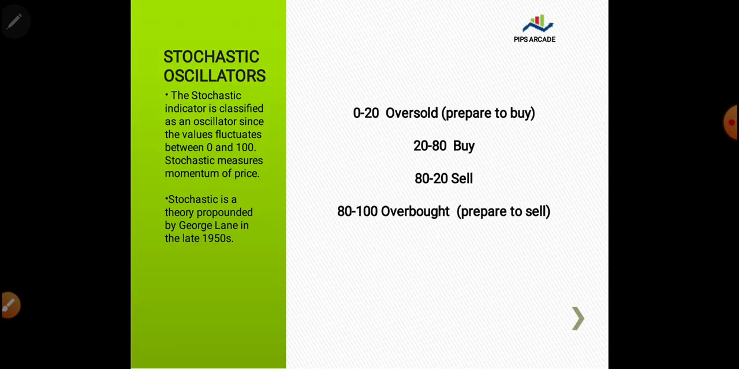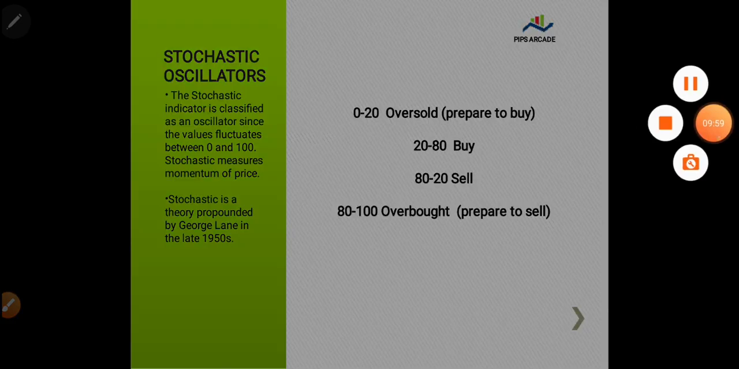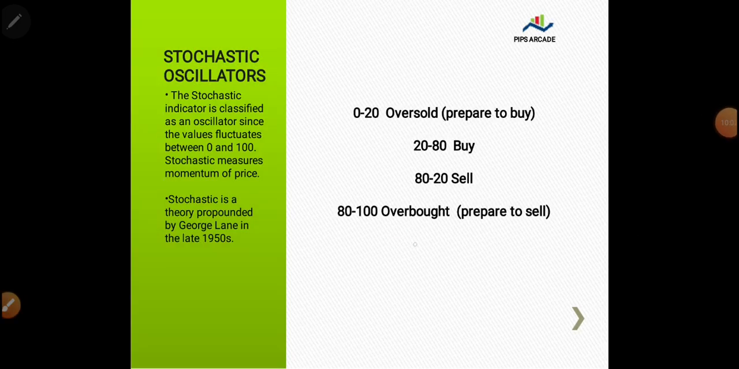Now, the stochastic oscillator is an indicator that is classified under oscillator as well, and since the value fluctuates between 0 to 100, it measures momentum of price. The stochastic oscillator is a theory propounded by George Lane in the late 1950s. It also has a movement from 0 to 20 oversold, telling you to prepare to buy. And then we have 20 to 80 for buy positions, 80 back to over 20 for sell position, then 80 towards 100 overbought, prepare to sell position.